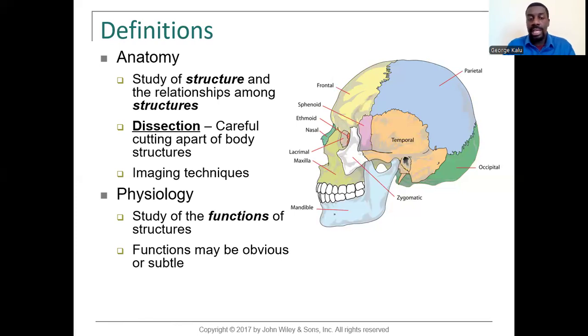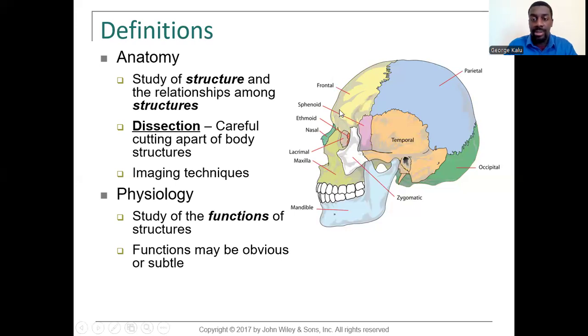Anatomy goes really hand in hand with physiology. And so physiology is the study of how those structures function. Okay, how do they work? And why do they work the way that they do? Some of those functions are going to be pretty obvious. Some of them are going to be a lot more subtle. So, just like anything in biology, we're going to study anatomy and physiology from the cellular level all the way up to the macroscopic level.